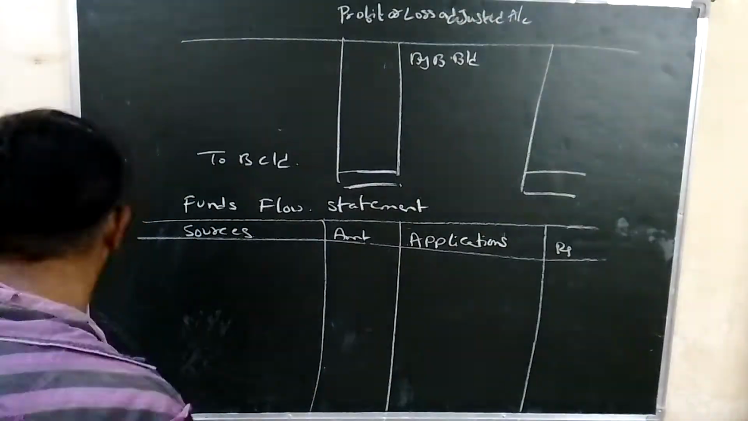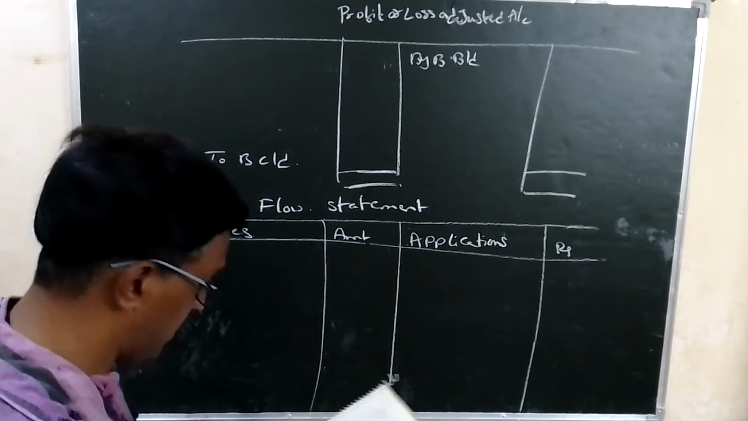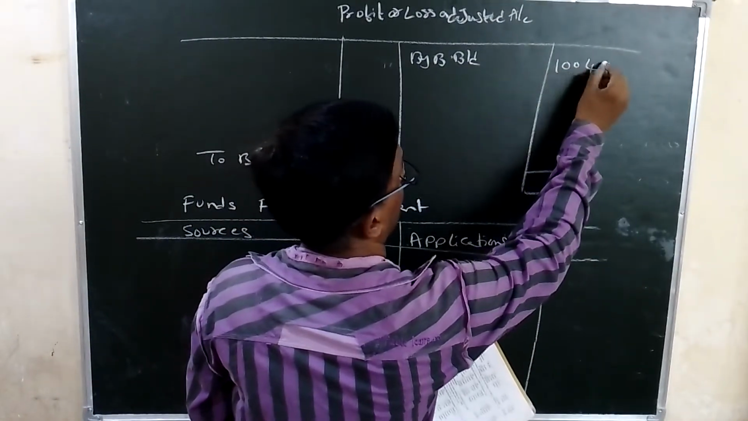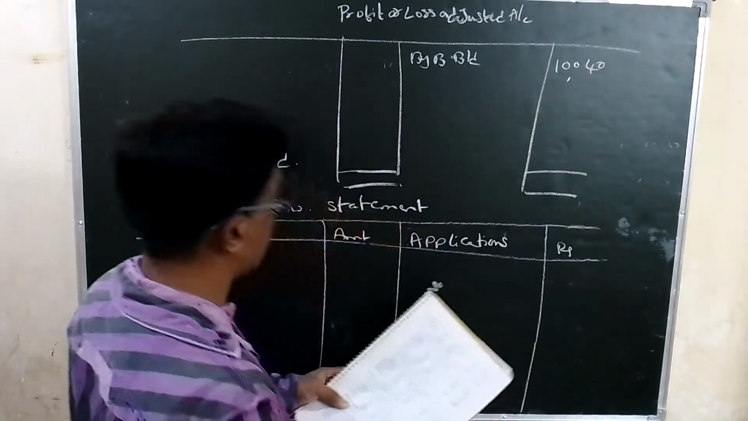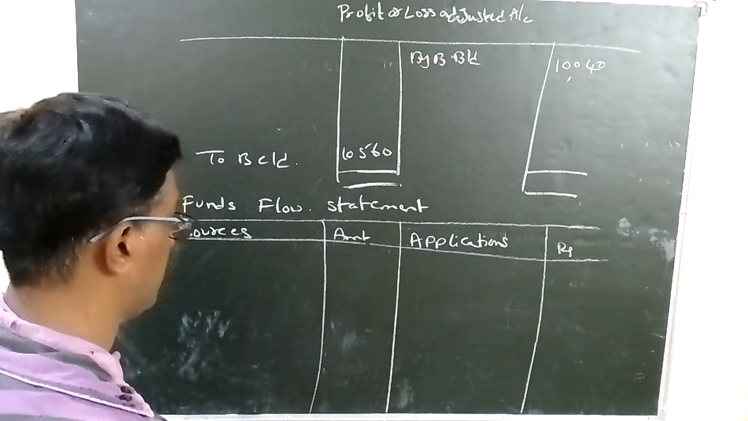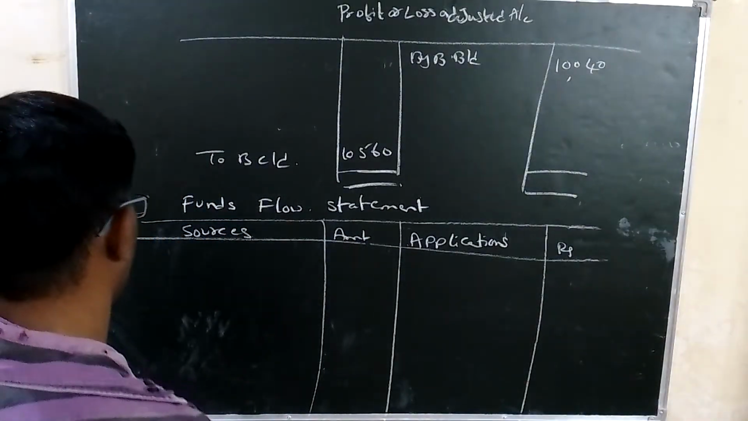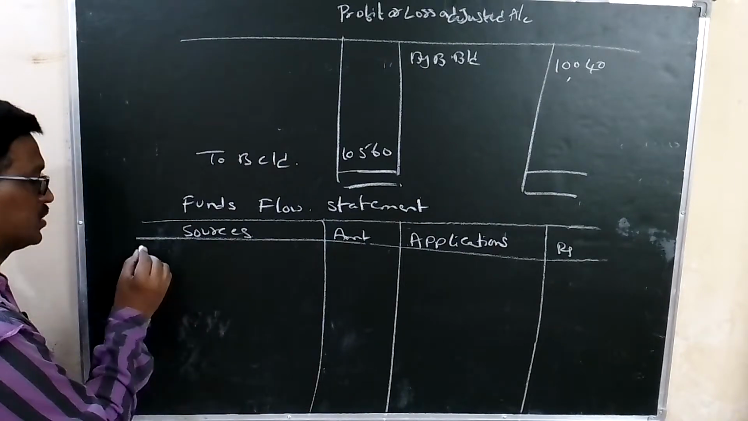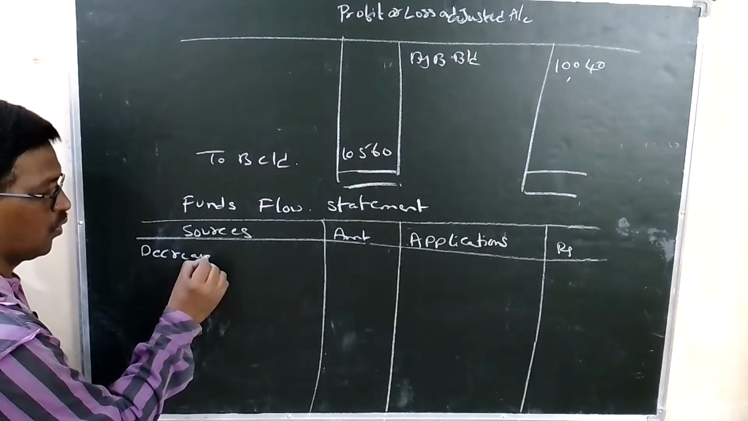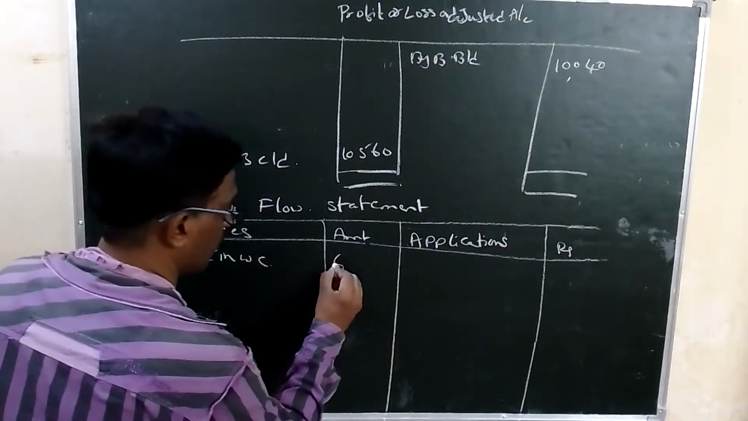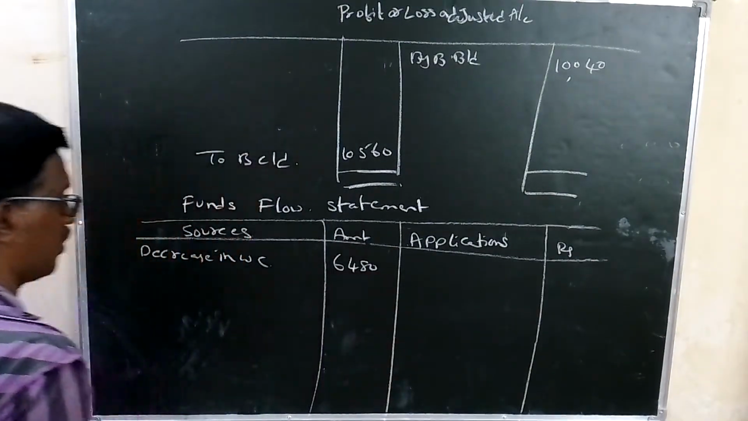P&L account opening balance 10,040 rupees and closing balance 10,560 rupees are given on the liability side. Okay, working capital. The decrease in working capital is coming. Decrease is a source. So decrease in working capital, amount 6,480. Okay. Ledger accounts prepared.